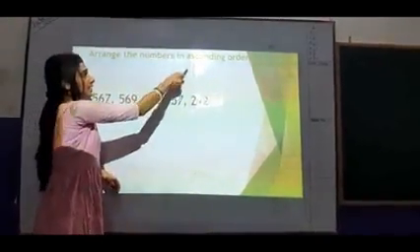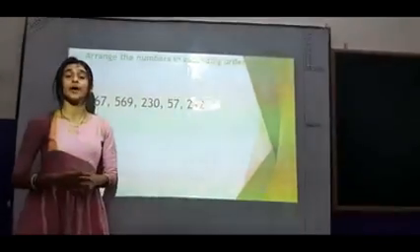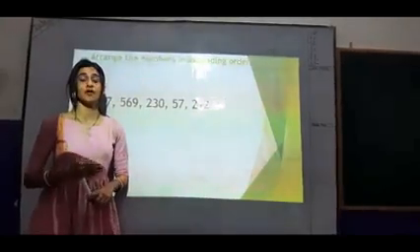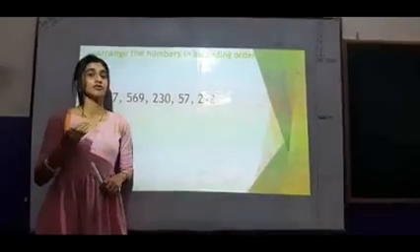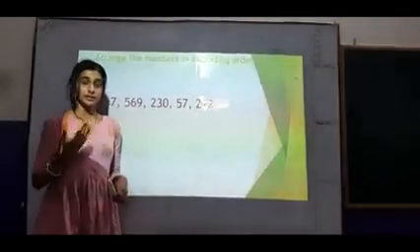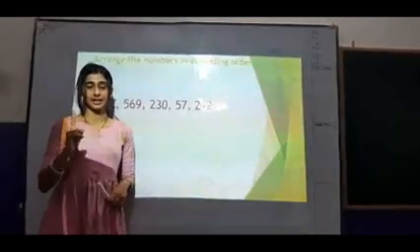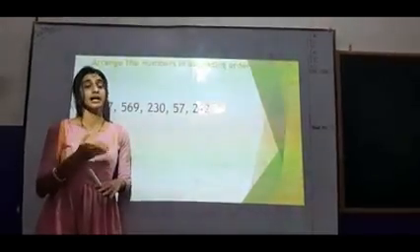Arrange the numbers in ascending order. Here you can see some numbers are given that you have to arrange in ascending order, means from smallest number to biggest number. So first of all you have to find the smallest number among all the numbers. So for that the first trick is you have to check the number of digits in the given numbers.